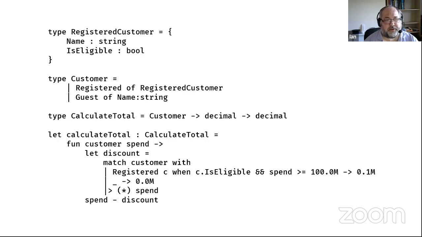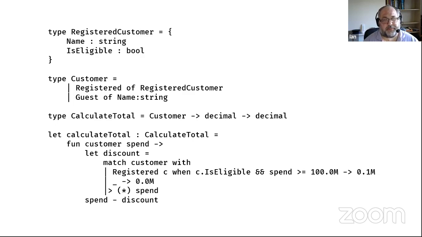But now I need to create another type. And this is something that if you're doing object-oriented programming, you've probably never seen before. This is called a discriminated union. This is an OR type. So this is saying a customer can either be a registered customer, so a registered of type registered customer, or a guest, which has just got a string attached to it. So you can only be one or the other. It's a closed set. You can't be anything else. So you're either registered or a guest.